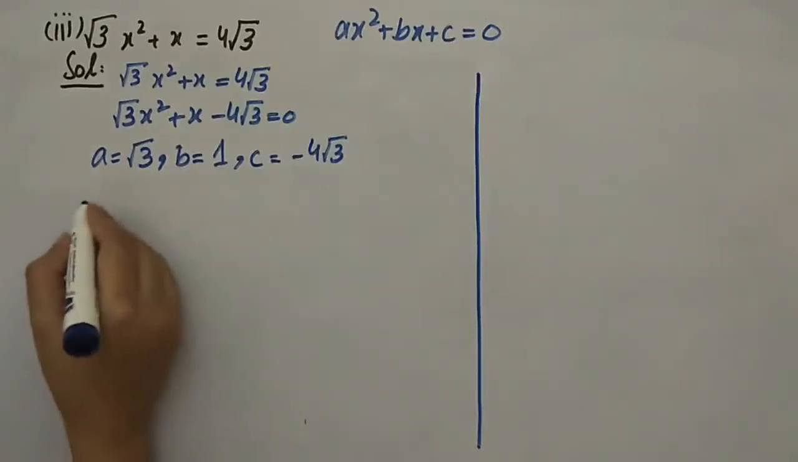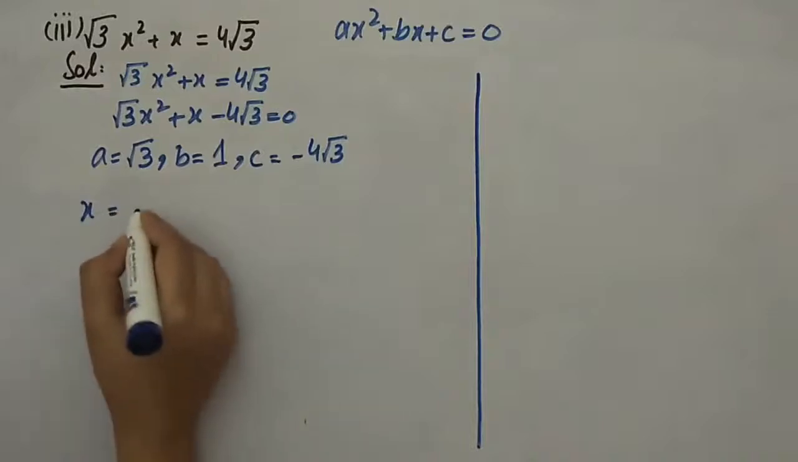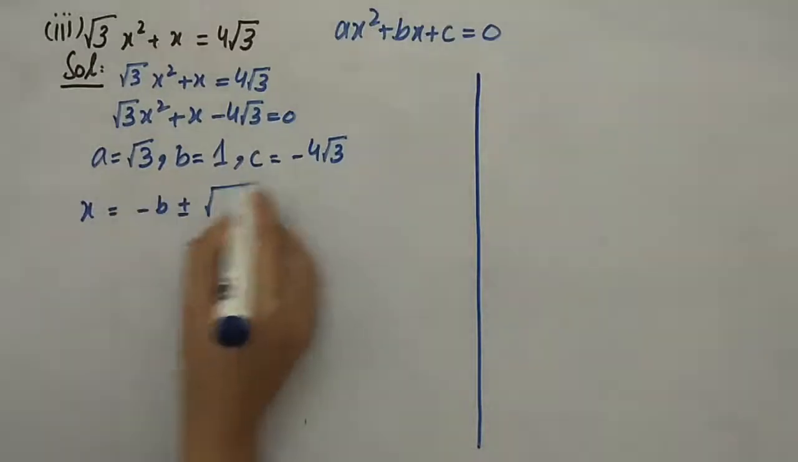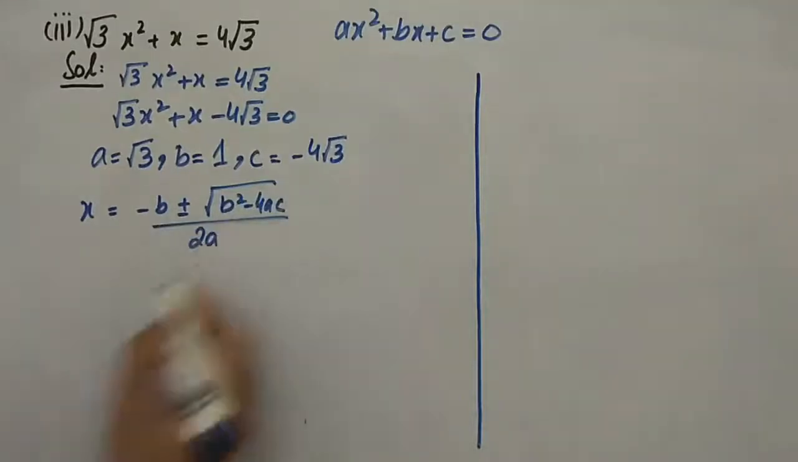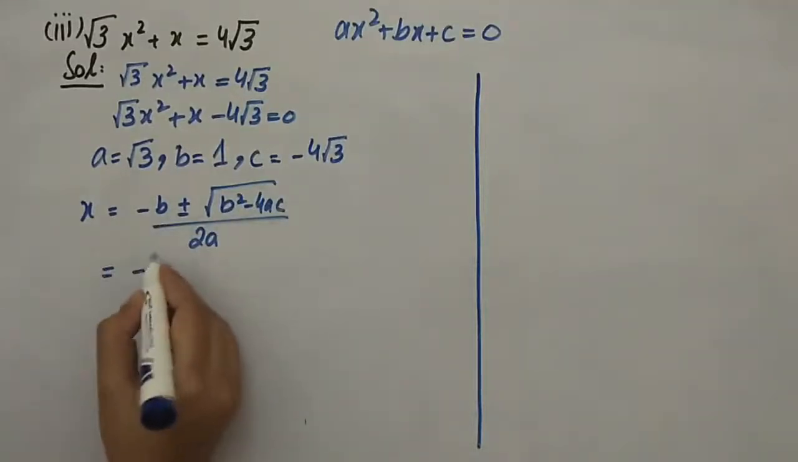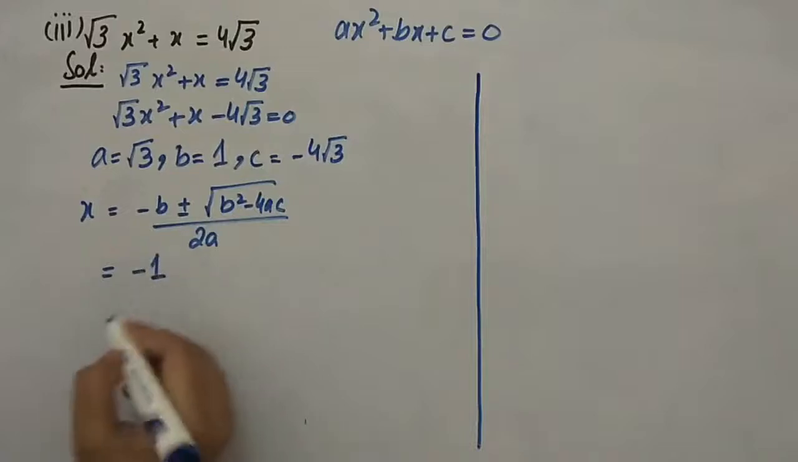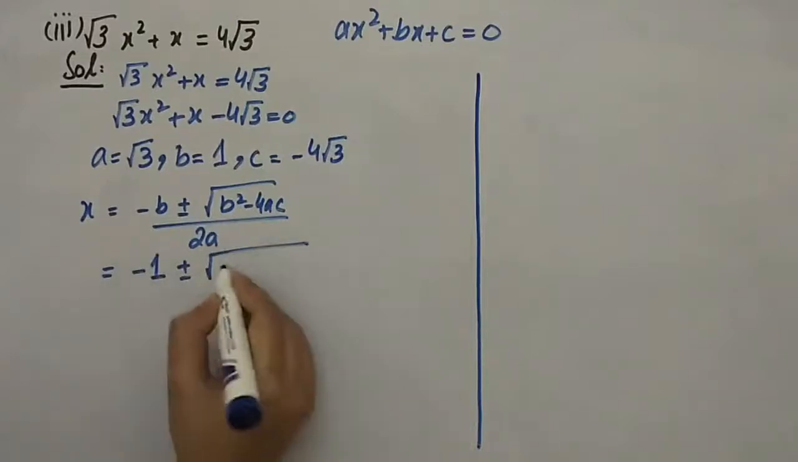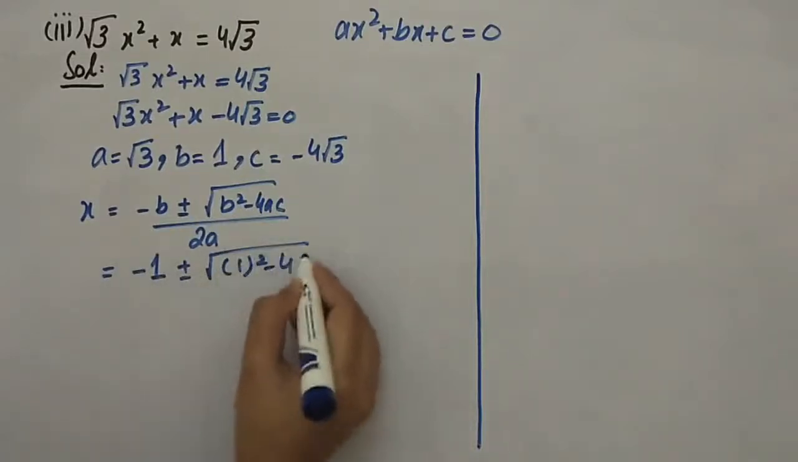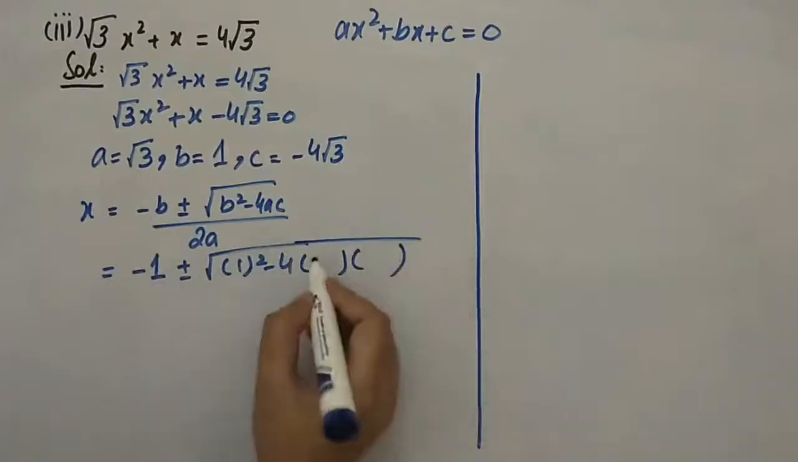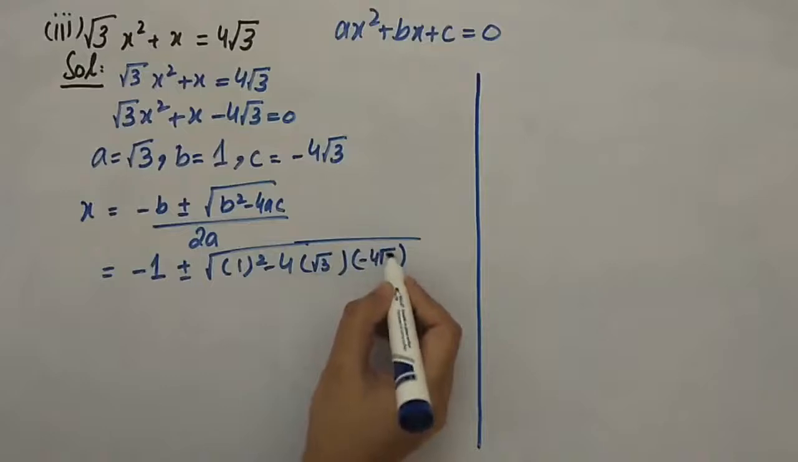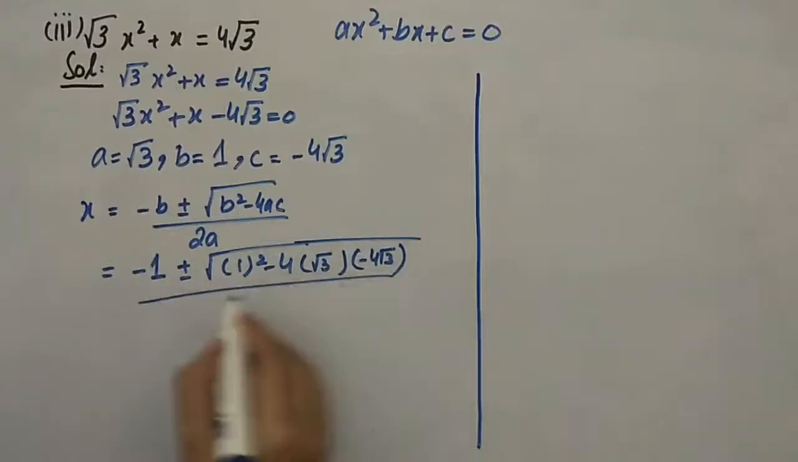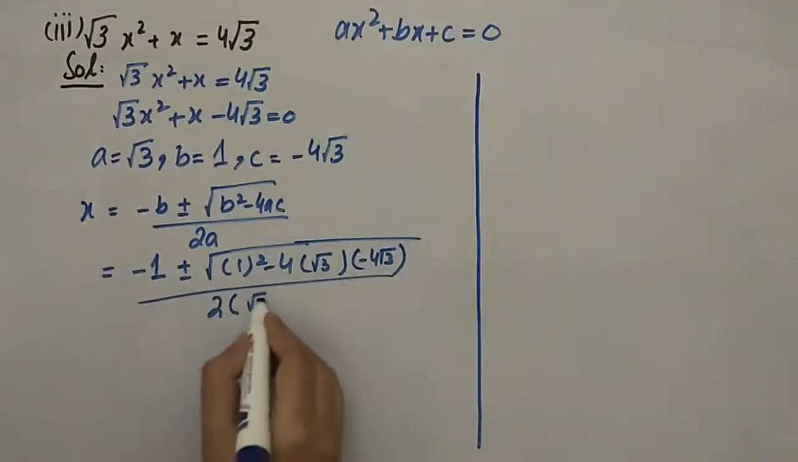Okay. So we have to find the value of x. Minus b plus minus under root b square minus 4ac over 2a. Now put the value of b. What is b? b is 1. Plus minus b square mean 1 square minus 4ac. What is a? Under root 3. What is c? Minus 4 under root 3 over 2a. What is a? A is under root 3.